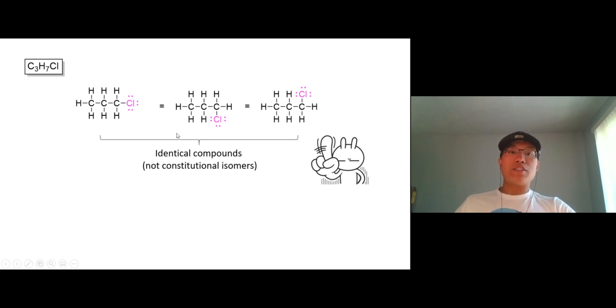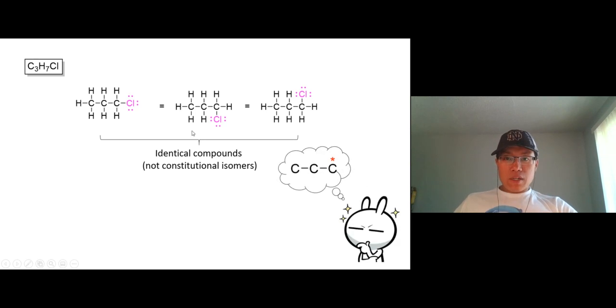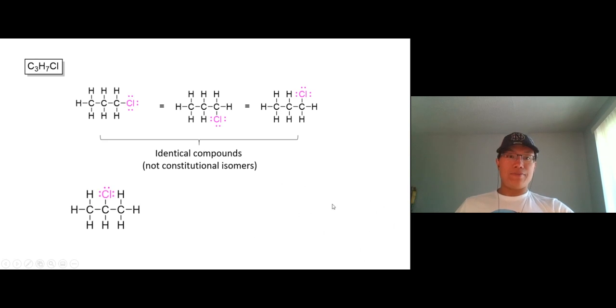Okay, for constitutional isomers, the chlorine has to be on different carbons. First one, we have chlorine on the carbon on the right side. Well, we could also put chlorine on the carbon in the middle. So that's another isomer, right? But we don't put it on the left side, because otherwise we're going to repeat the first structure. You can rotate it. Same thing, same compound.